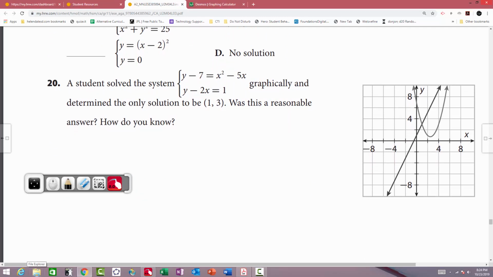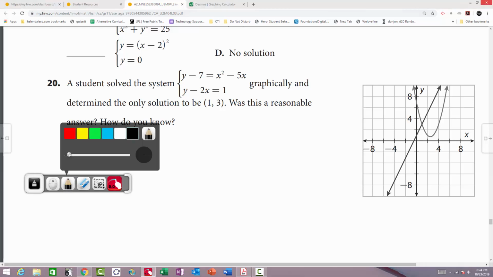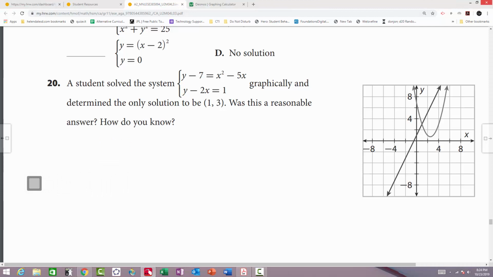Students solve the system graphically and determine the only solution to be 1, 3. So we're looking at this graph to the right. Was this a reasonable answer, and how do you know? No, this is not a reasonable answer. Yes, it crosses there, but they didn't take into account the fact that our line keeps going forever and our parabola keeps going forever. So they are going to cross again at some point. So to answer 20, you'll have to listen. I'm not going to write all that down.